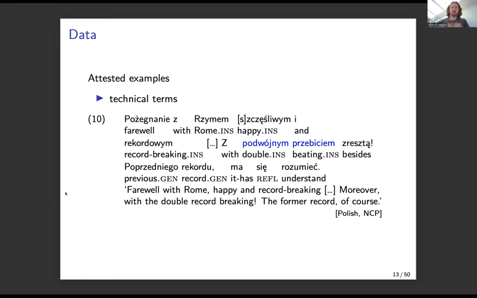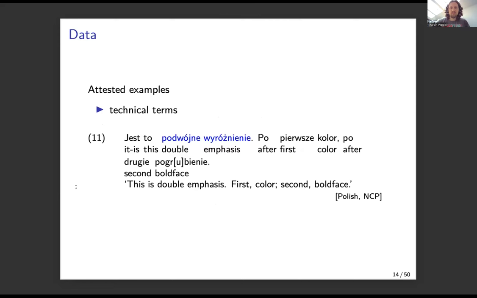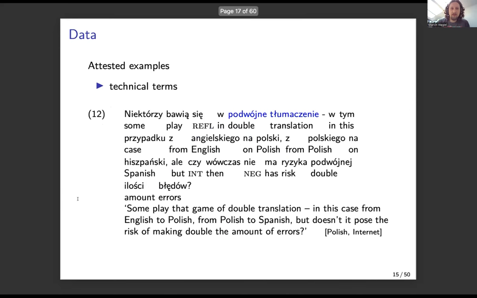So this is double emphasis, first color, second boldface. The text is first emphasized with color, and then the emphasized text is again emphasized in addition with boldface. Okay. And here we have an example due to all translators. Some play that game of double translation.